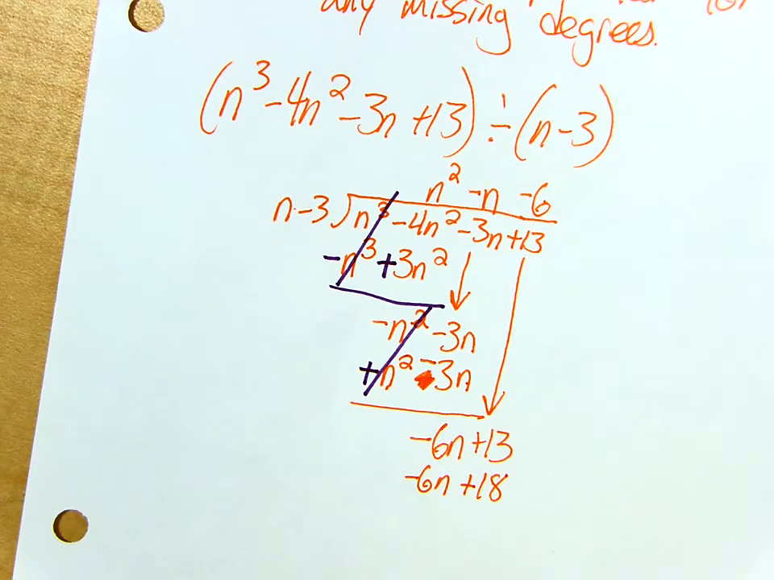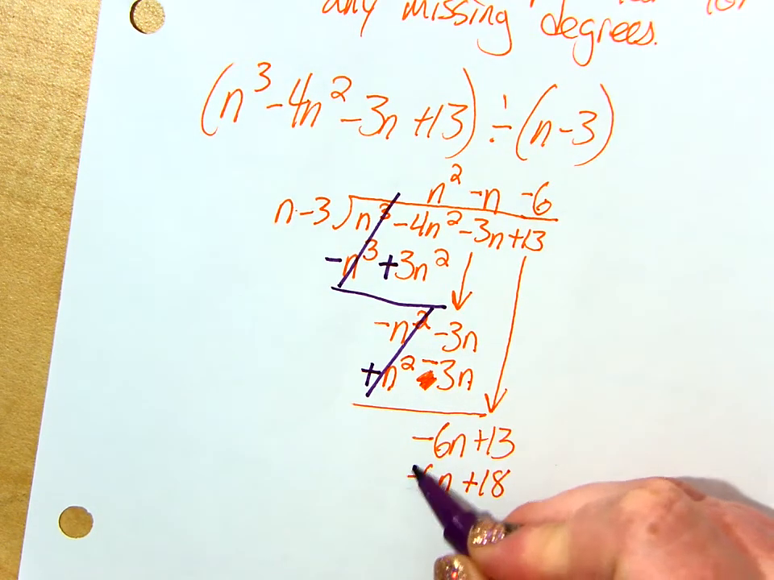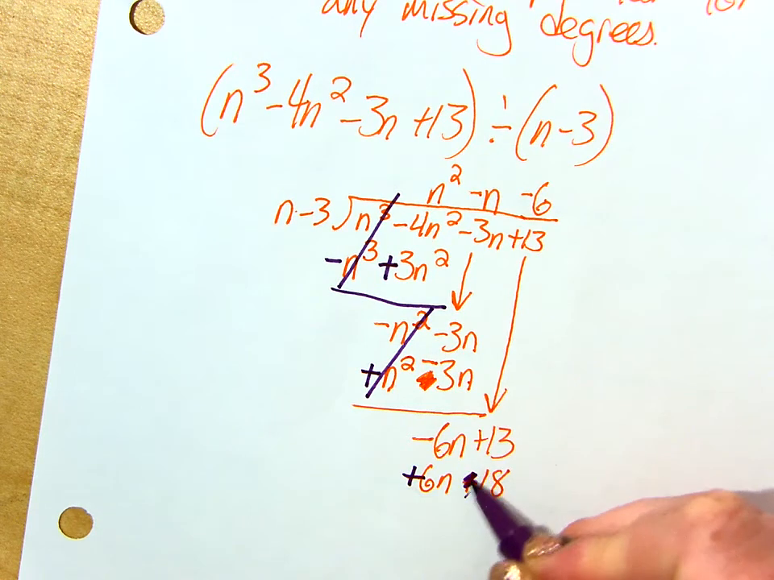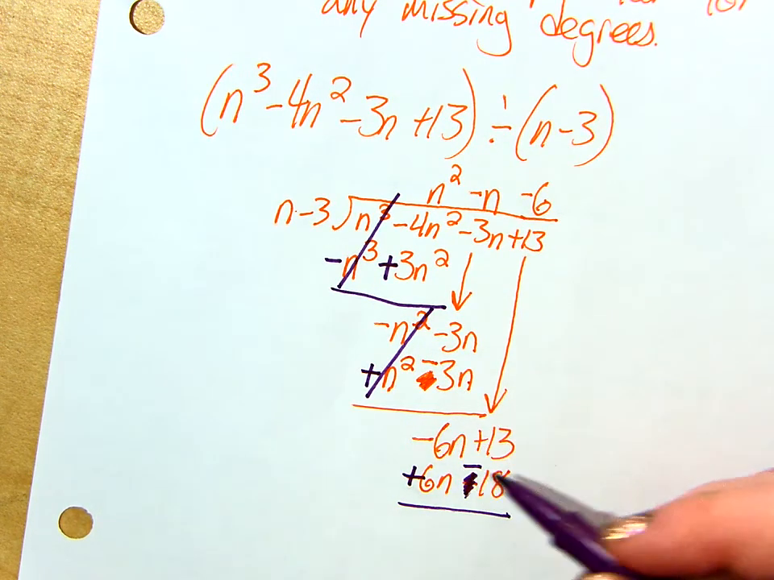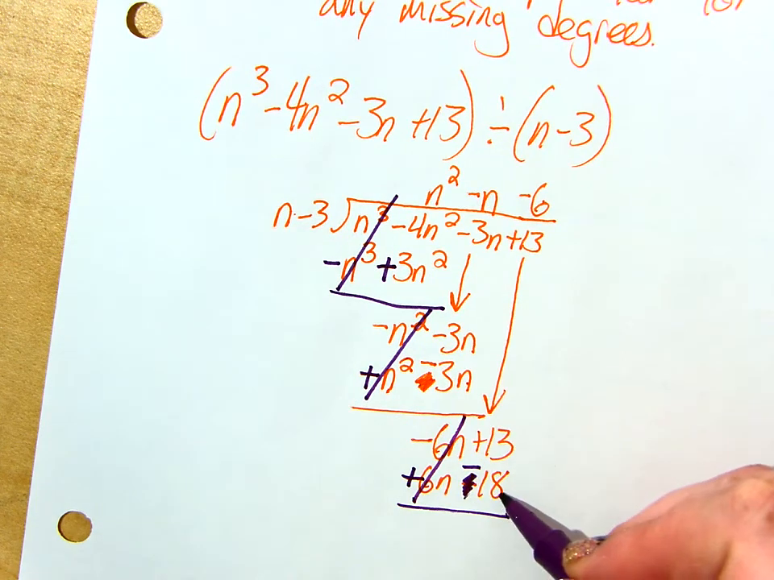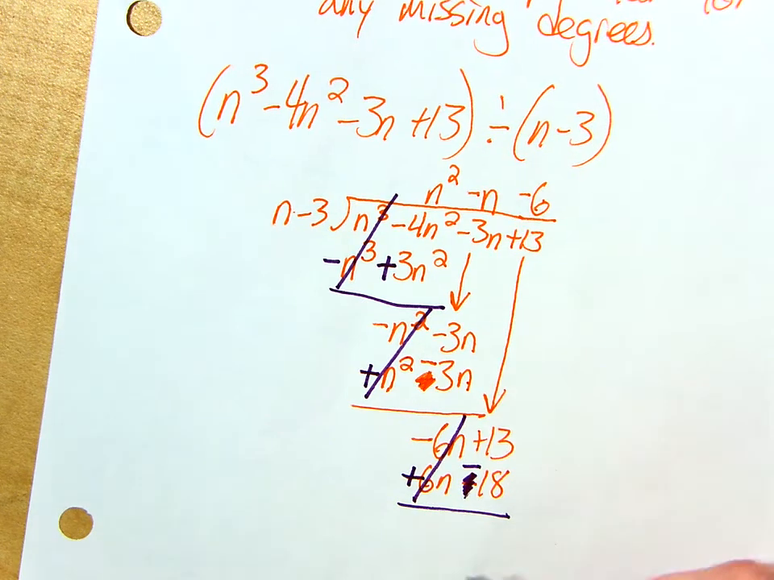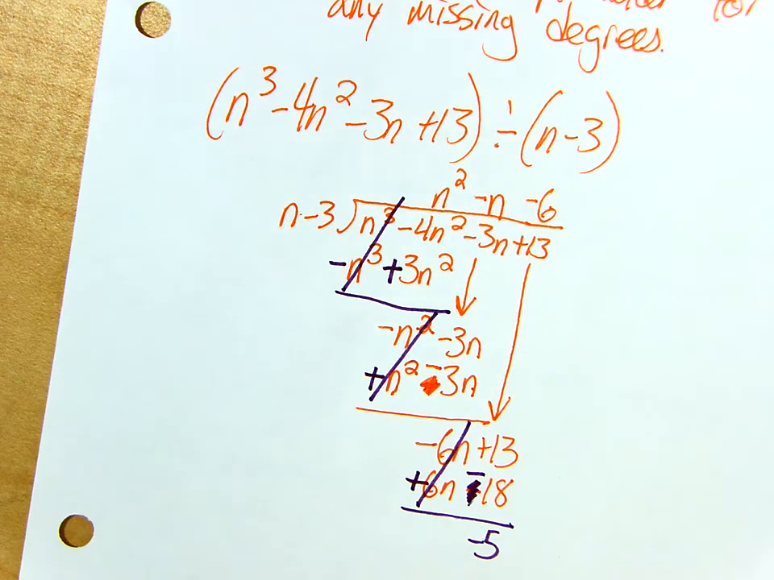But then you've got to subtract both of these. So this now turns into a plus, and this now will become a minus. Those first things cancel just like they should. Negative 6n plus 6n is gone. Positive 13 and negative 8, negative 5. I'm done now because there's nothing left for me to bring down. So that's just my remainder of negative 5.